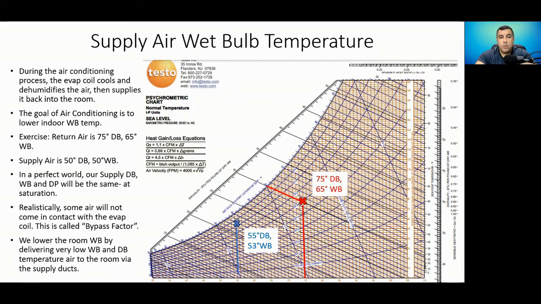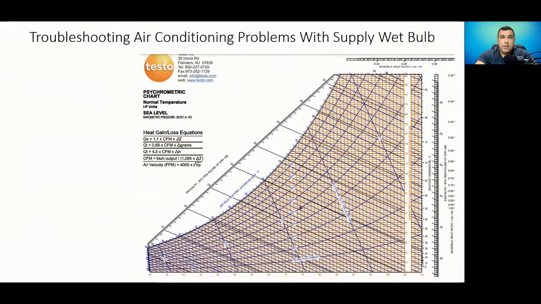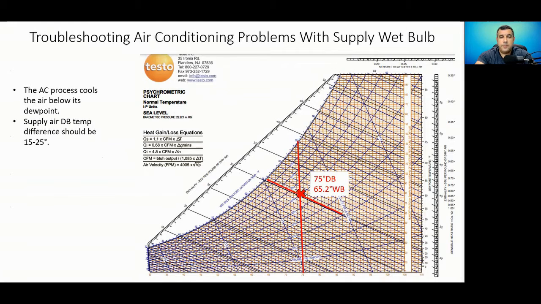So once again, we lower the room wet bulb temperature by delivering very low wet bulb and dry bulb temperature air to the room via the supply ducts. That very low temperature air mixes with the air in the room, and the room cools down. Now, let's troubleshoot some problems with supply air wet bulb. Again, the AC process cools the air down below its dew point. So here's our operating point for our return. Our supply air temperature difference, if we're looking just simply at dry bulb, is normally 15 to 25 degrees split, right? So that would look like something like this.